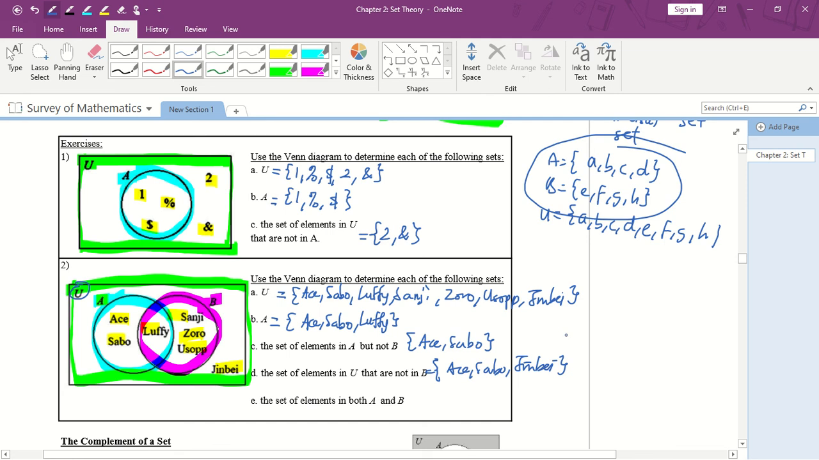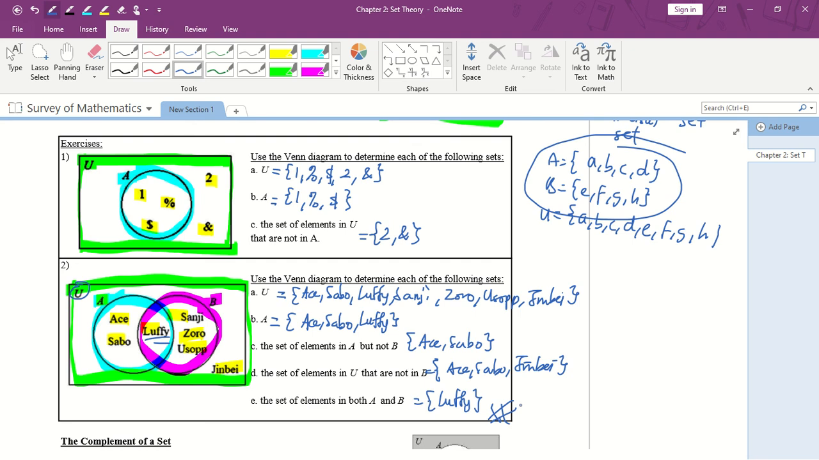Okay, and how about the last one? The set of elements in both A and B. So you see, which of the characters is in A and at the same time in B? It is only Luffy, in A and region B. So the answer here will be Luffy. And that's all. Okay, it's kind of easy, right?